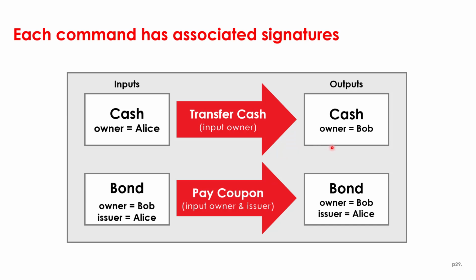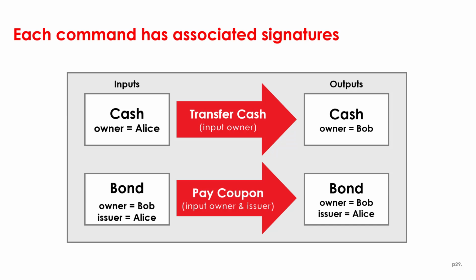We can also see that each command is associated with a list of required signers. Right here we need the input from the owner, and we see owner Alice, and then owner Bob. So the cash transfers must be signed by the owners of the cash. And the coupon payments must be signed by the bond issuer and owner of the bond. So we see here the owner and the issuer, and the owner and the issuer.